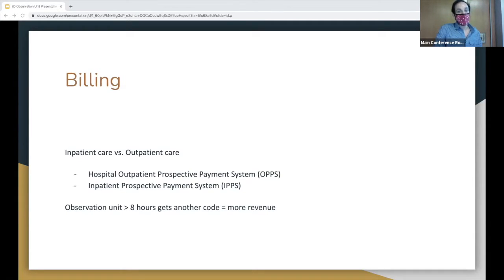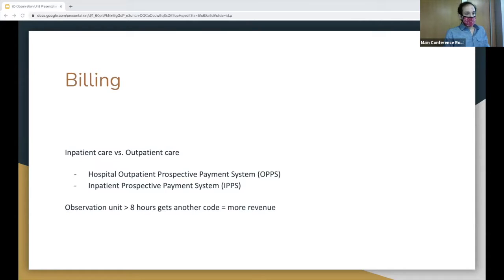Outpatients, ED and observation, are billed on a more fee-for-service model. So you bill for each individual thing. So, for example, at Downstate, we code for our EKGs that we read and our chest X-rays that we read, versus an inpatient stay is all billed into one specific thing that's paid per day.